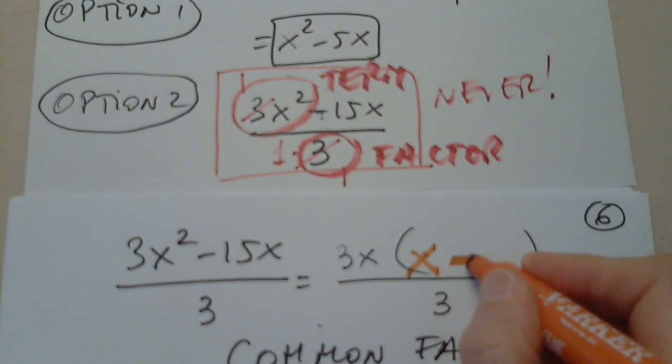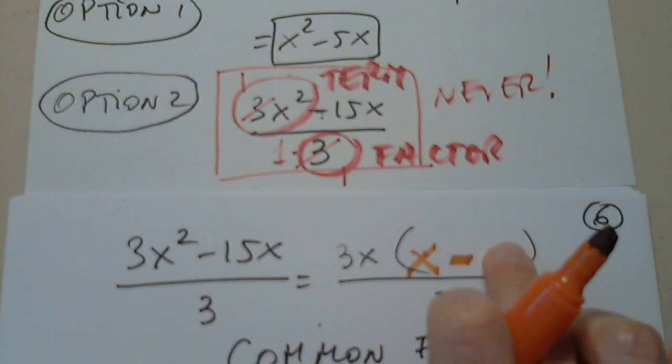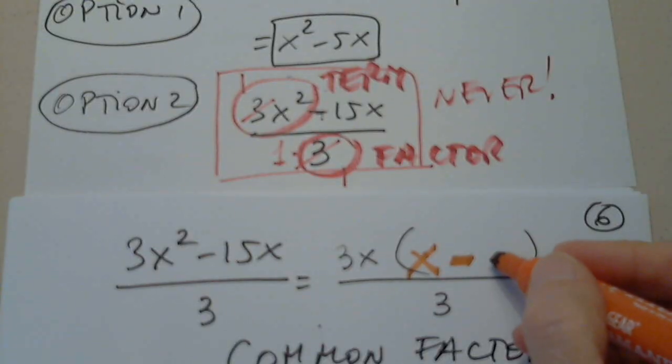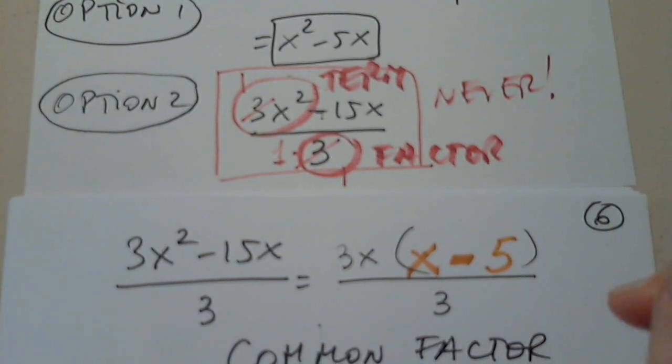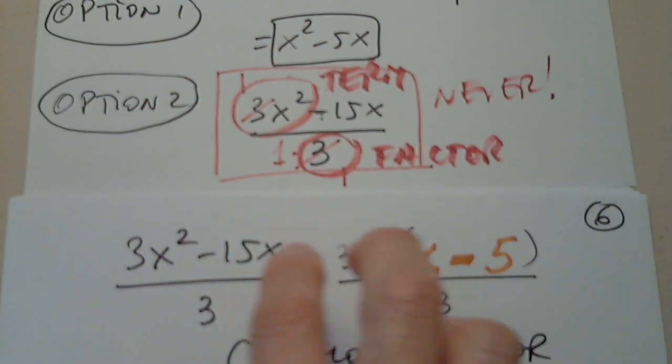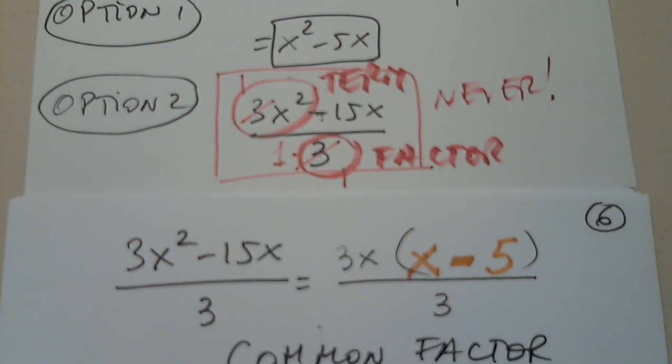Obviously minus. 3x times what is negative 15x? I already took care of the sign. So what should this be? Five. Indeed. Let's check again. 3x times x is 3x squared. 3x times negative 5 is negative 15x.